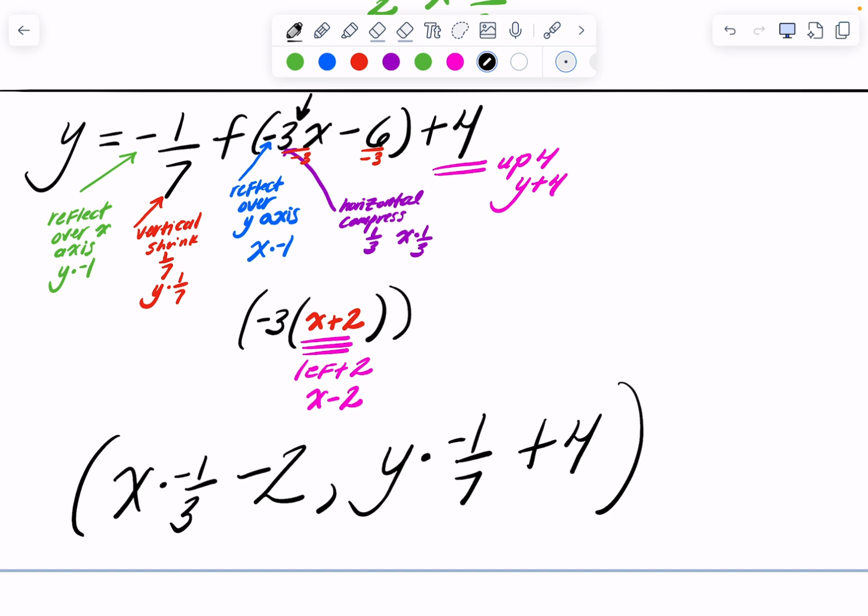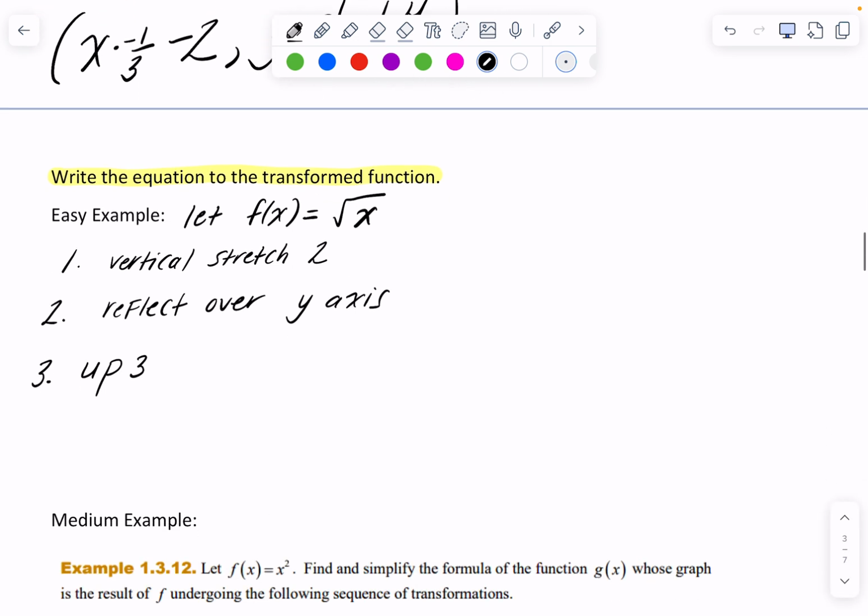So if they said to you, so what happens to the point 1 comma 6? I will still write this. And then I go plug in 1 for x and 6 for y. You know what I mean? I just really think that's easiest. All right. Okay, cool. So this should now go really quickly here.